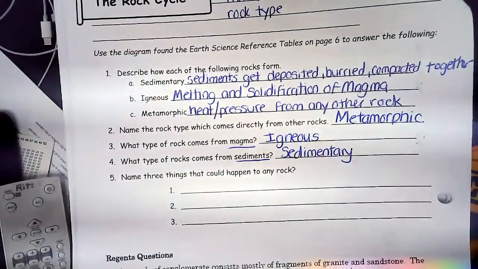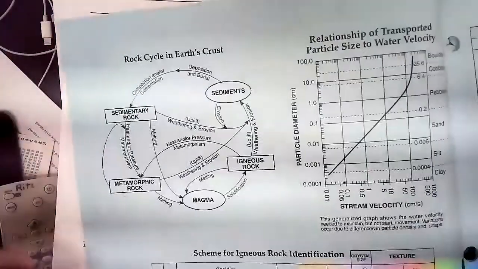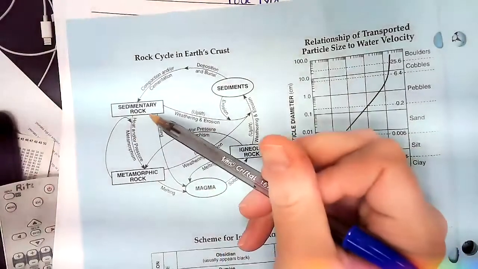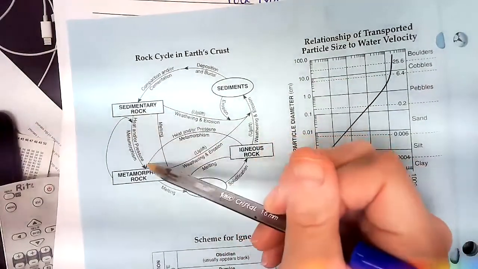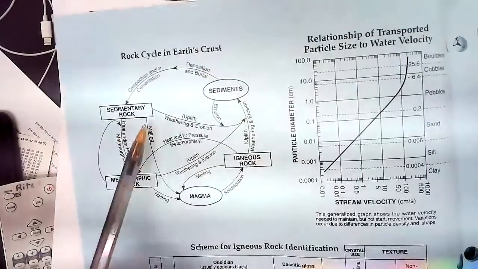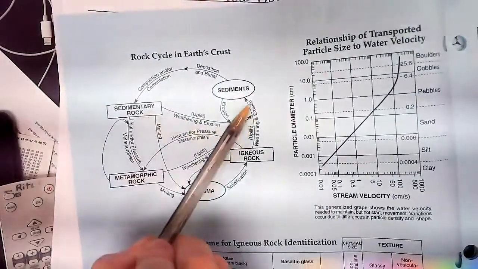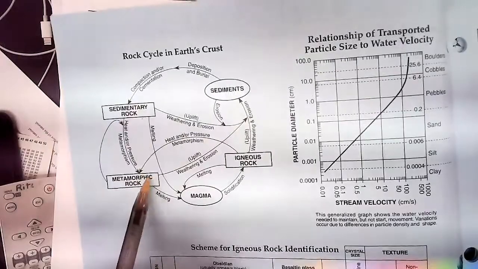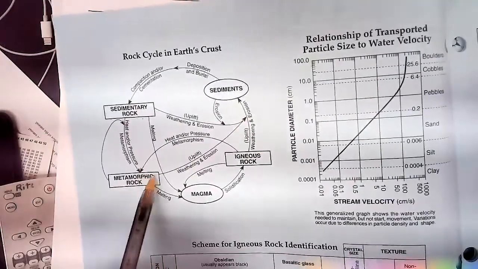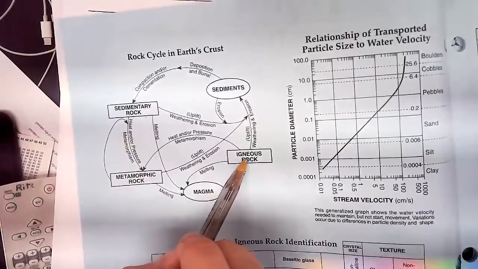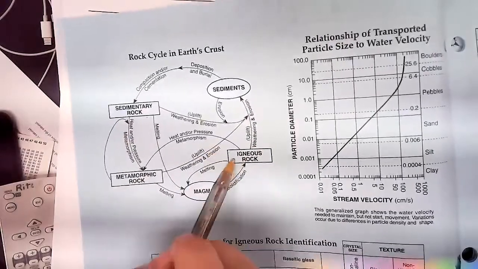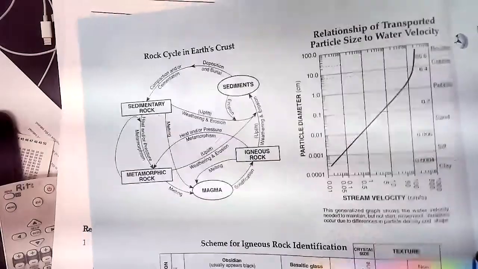And what are three things that could happen to any rock? Let's just take a look at one rock. Here's sedimentary. It can melt into magma. It can get heat and pressure and turn into a metamorphic rock, or it can weather and erode and turn into sediments. Same with metamorphic. It can melt, it can weather and erode, or it can get heat and pressure. Same with igneous. It can melt, get heat and pressure, or weather and erode into sediments.